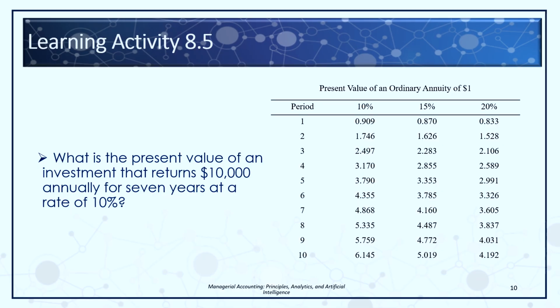Now complete learning activity 8.5. What is the present value of an investment that returns $10,000 annually for 7 years at a rate of 10%? This is a present value of an ordinary annuity problem. Use the annuity table to find the present value factor for 10% and 7 years, then multiply by $10,000. Pause here and work through the activity. Once you've finished, check your answers with the solutions provided in the back of Chapter 8.